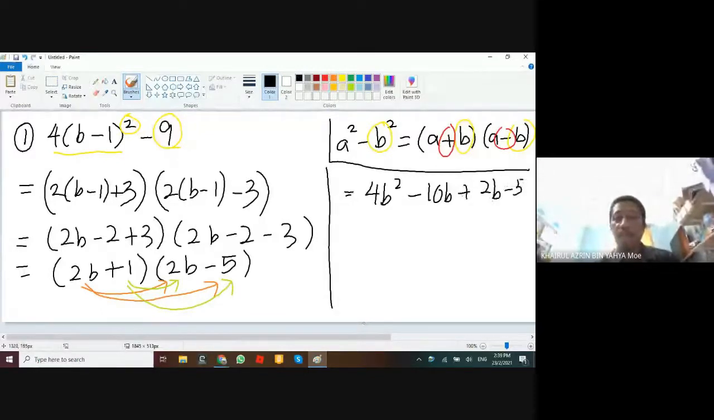Okay, and then we simplify. We will get 4b square, negative 10 plus 2 is negative 8b minus 5. Okay. So we will get this answer. This is the simplified.